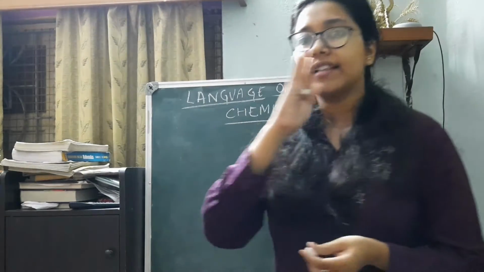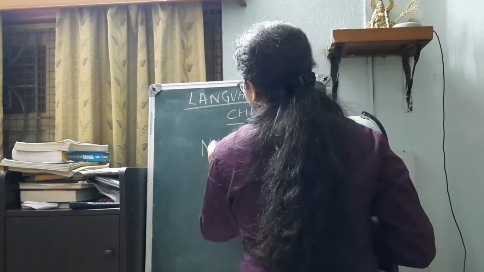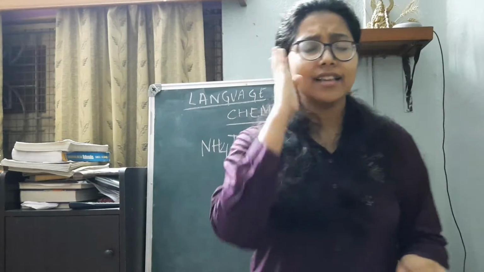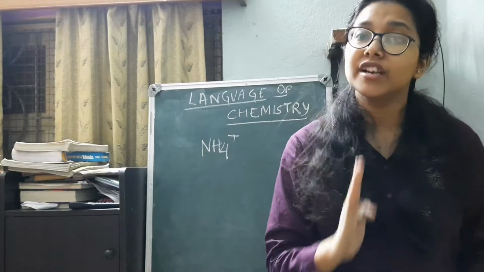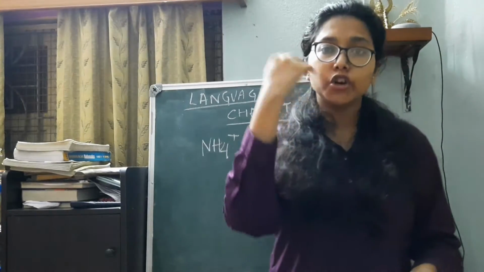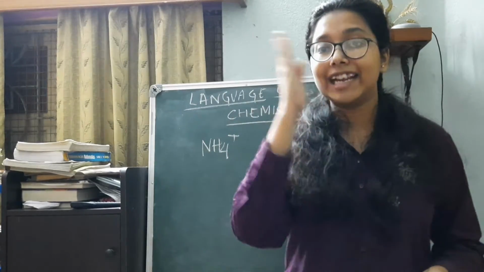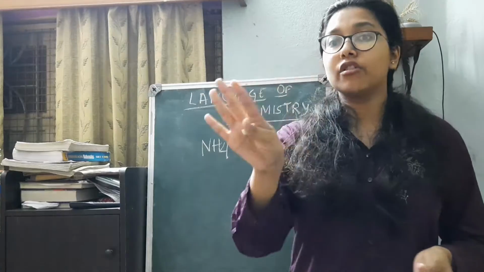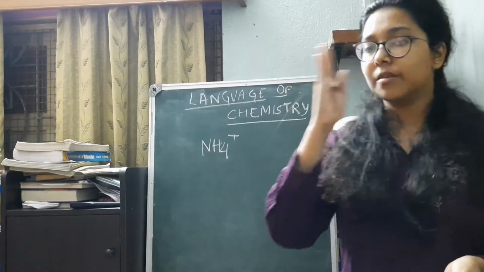For example, if I say NH4 plus, you must know that this is the ammonium ion. So these certain basic things which you must know, these sort of radicals are given in your textbook. So make sure you know them. Don't overlook them. You have to know the name, because later on you will face a lot of problems if you don't know this right now. Okay. So the basic radicals.